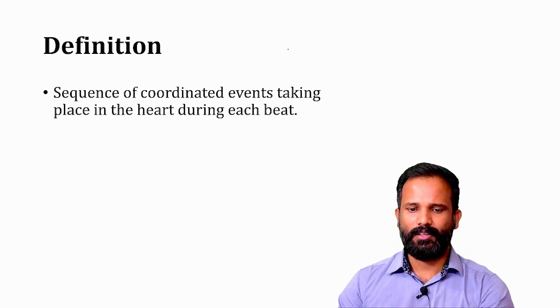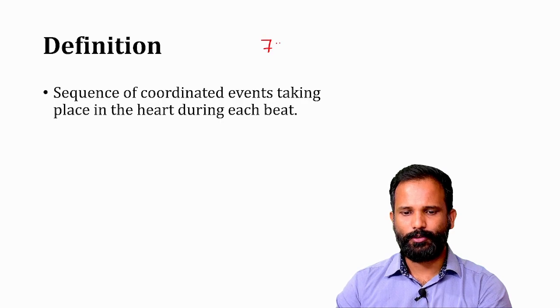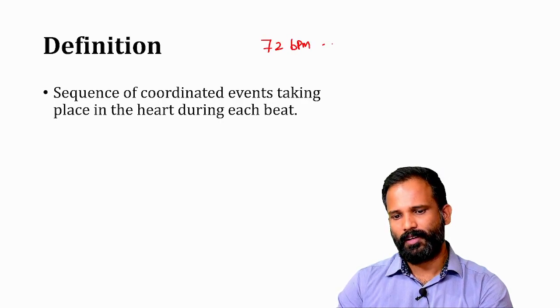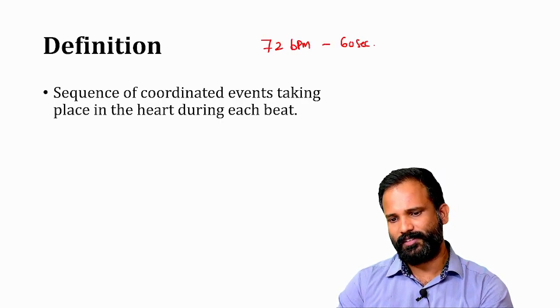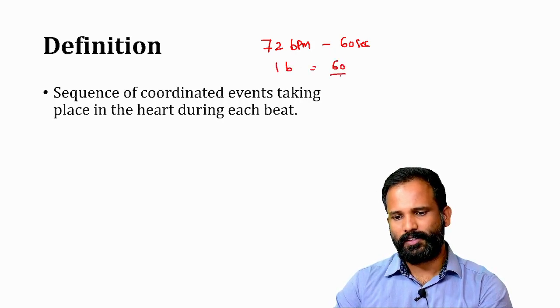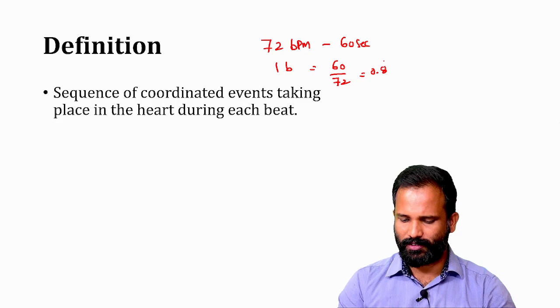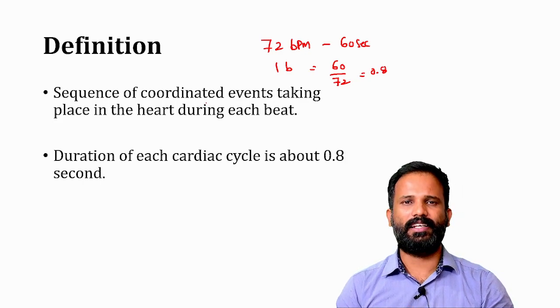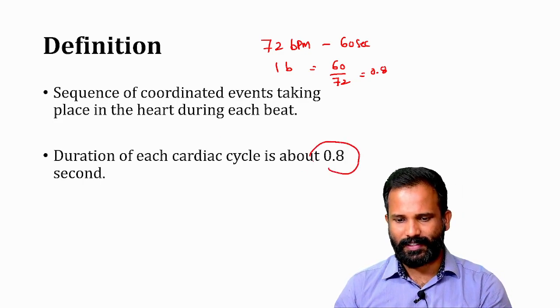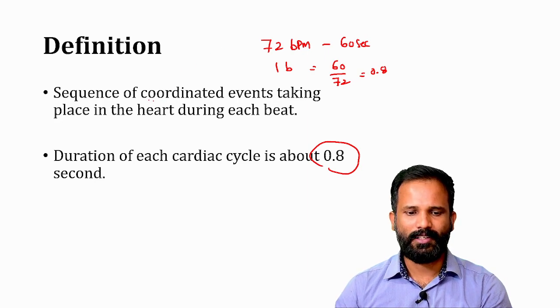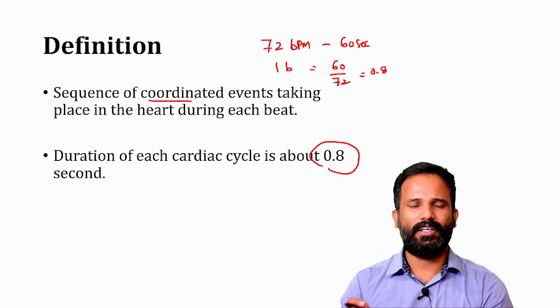So let us think that there are 72 beats per minute in 60 seconds. So one beat will be occupying 60 by 72, which is around 0.8 seconds. So the duration of each cardiac cycle is 0.8 seconds. The cardiac cycle is nothing but the sequence of events that occur during a beat.